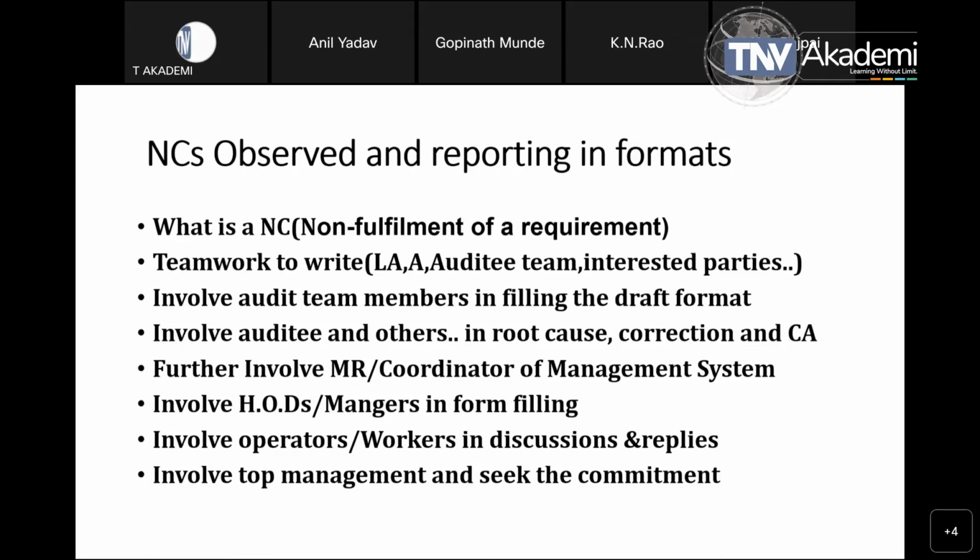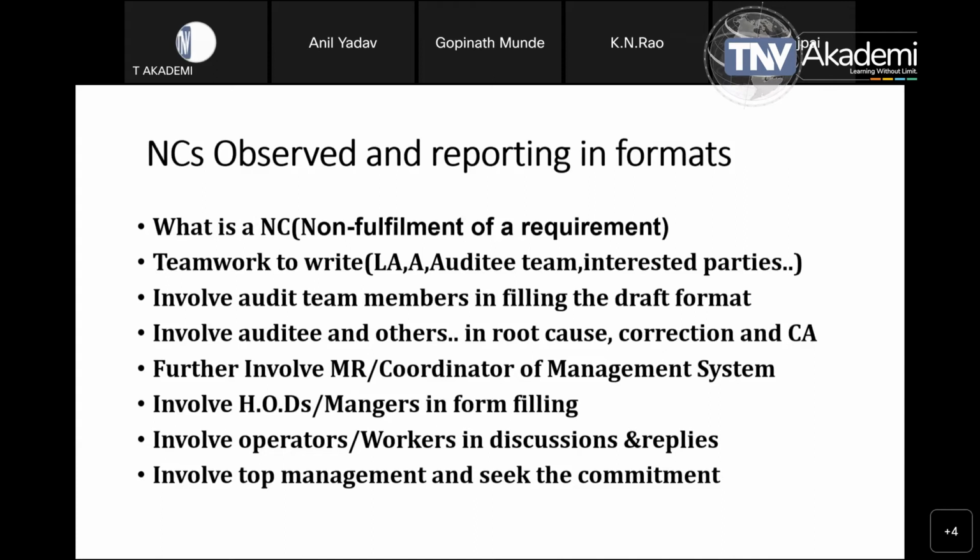Unless that is accepted finally by the client's top management, in case of a third party audit of AB or CB, it is not a filled format. It will be a filled format accepted only when all this is done. They are involved, root cause analysis has been done, correction and corrective actions have been written into the format. Even when they are filled and written, many formats live the life of a draft format, draft report.